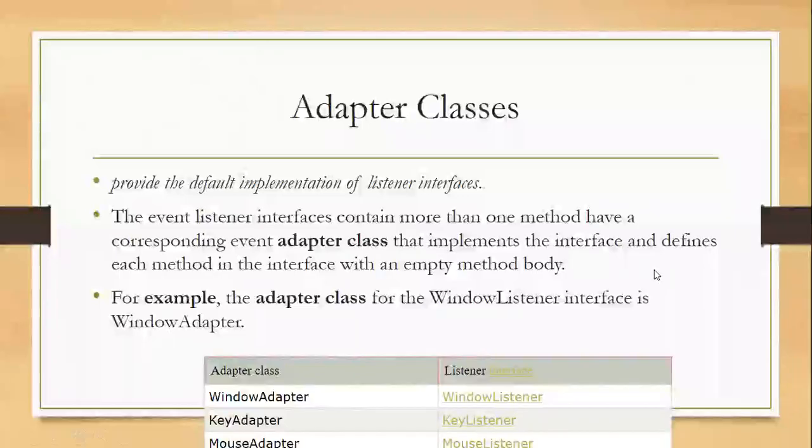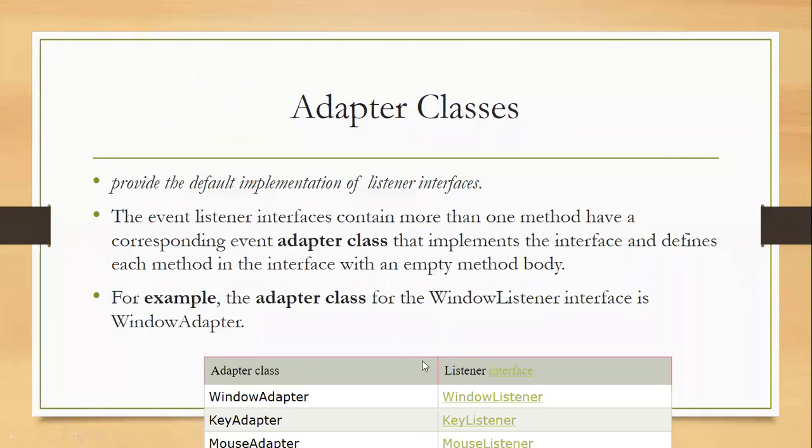We'll go on to a new concept called adapter classes. Adapter classes in AWT are a set of abstract classes which provide default implementation for your listener interfaces. Your listener interface can have more than one method, with a corresponding adapter class.